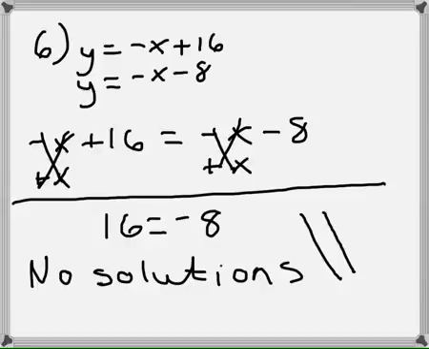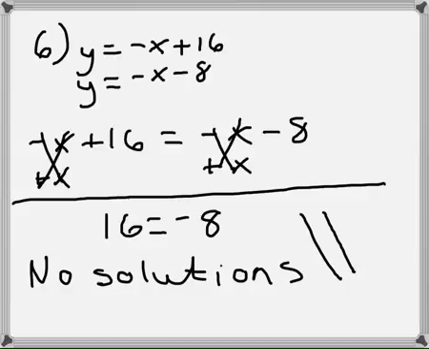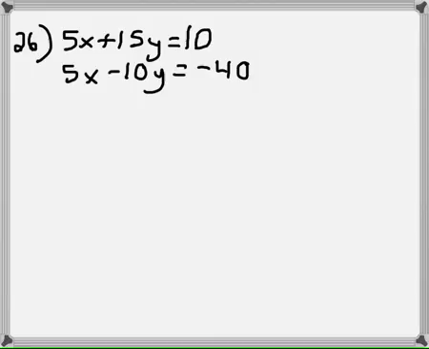Now we're going to page 34, number 26. Copy down the problem. What form are both of these equations in? If you said standard, you're right. ax plus by equals c. ax minus by equals c. They're both in standard form. When both equations are in standard form, you use elimination.